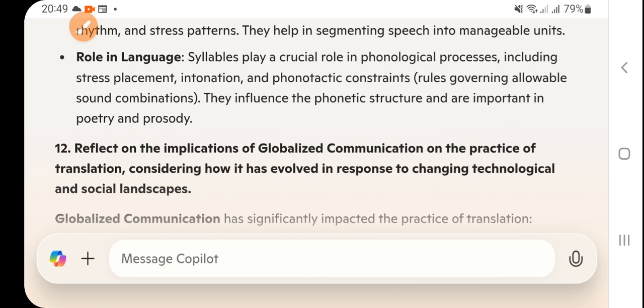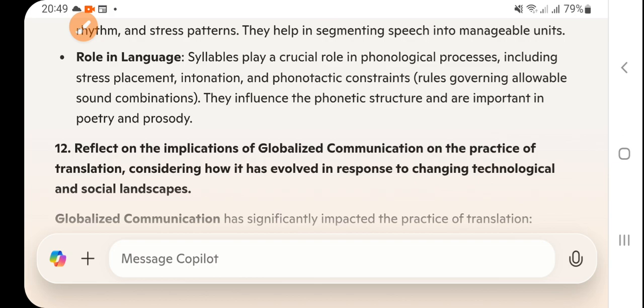So syllables play a crucial role in phonological processes, including stress placement, right? In the beginning I am not able to say "gynecologist", but when my tongue is polished, then I'll easily be able to pronounce it, right? So that is stress placement, where to put stress, primary stress, secondary stress. And then intonation, that's a falling or rising tone.